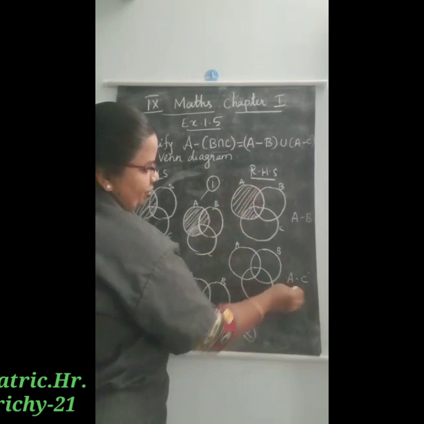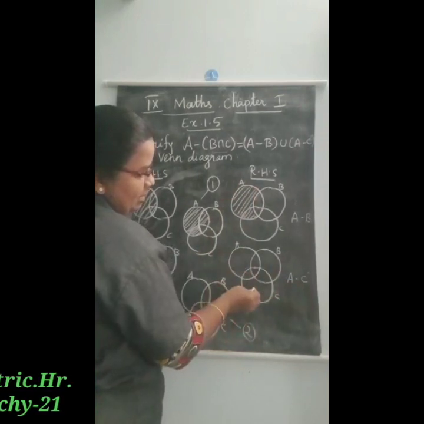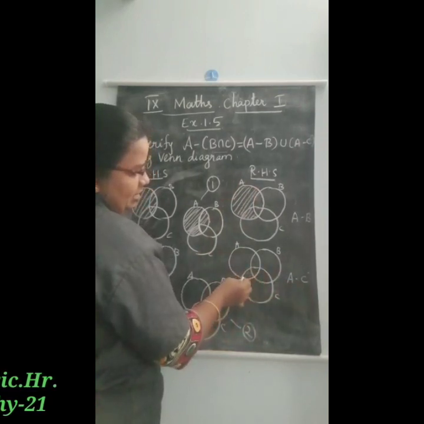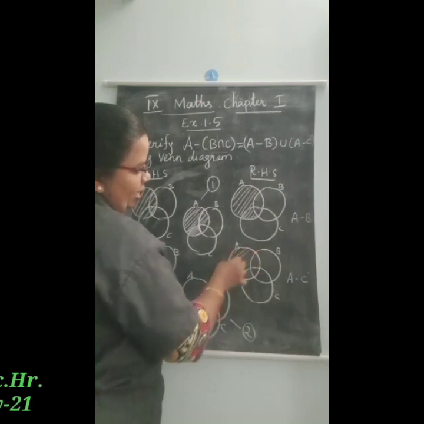Next one, A difference C. You have to take A and C. This is the common part for A and C. And what is the remaining? You have to shade this.